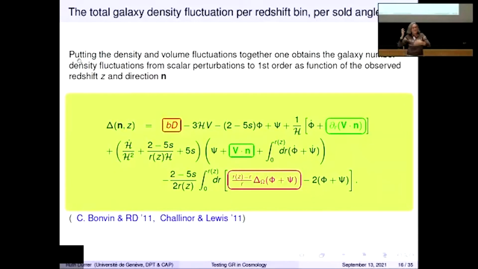So this S is actually nothing else than the logarithmic derivative of the number density of galaxies as a function of luminosity, which is something which you can measure at the luminosity limit of your telescope. So it depends on your telescope, on your observational situation. And then there are other terms coming from the gravitational potential. This, for example, is the Shapiro time delay term.